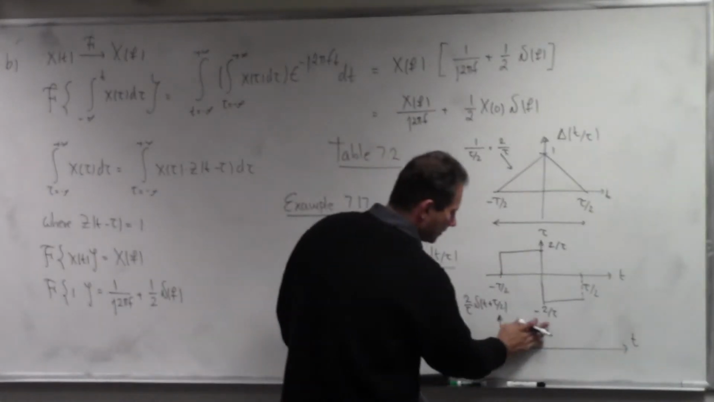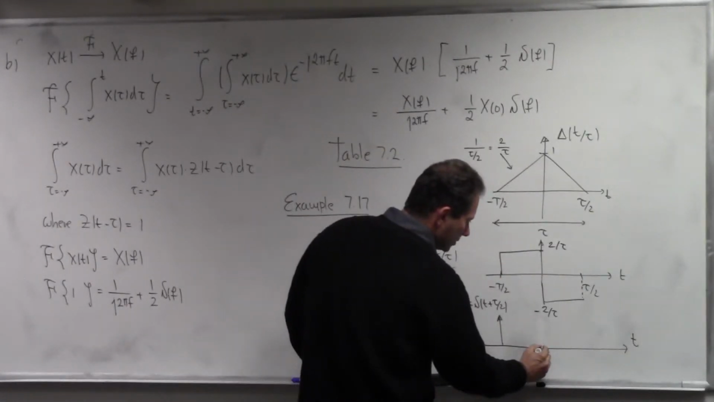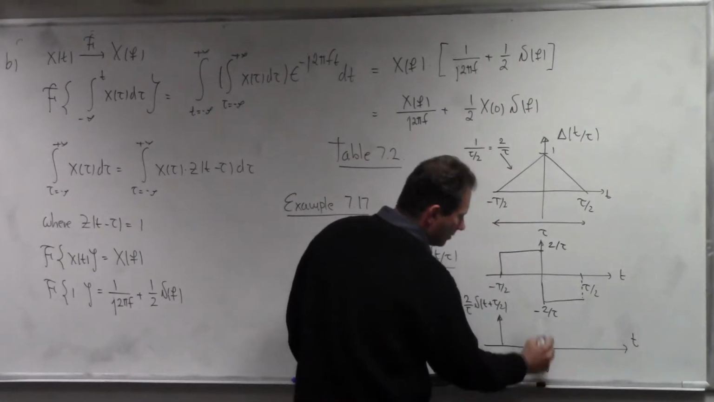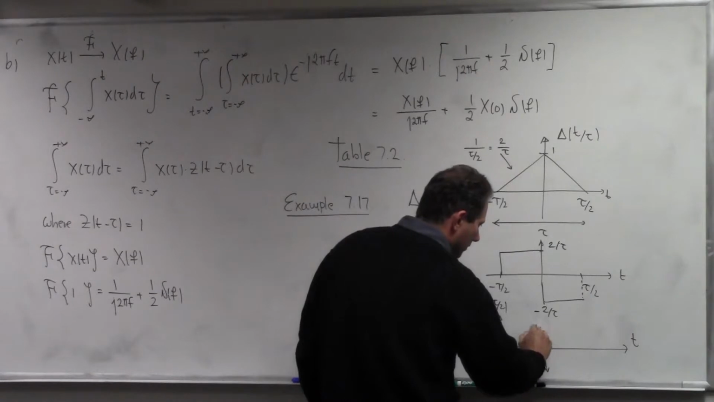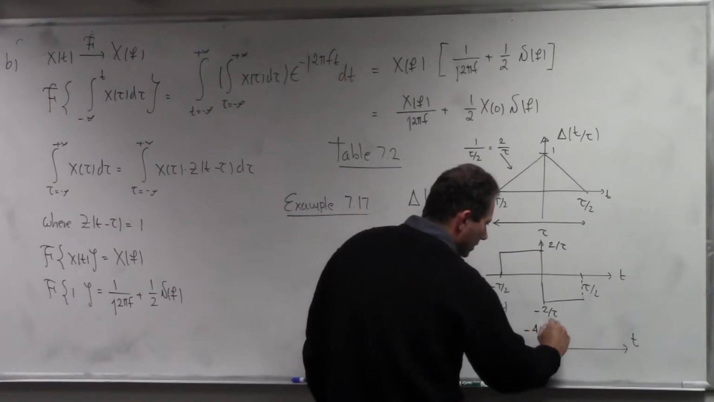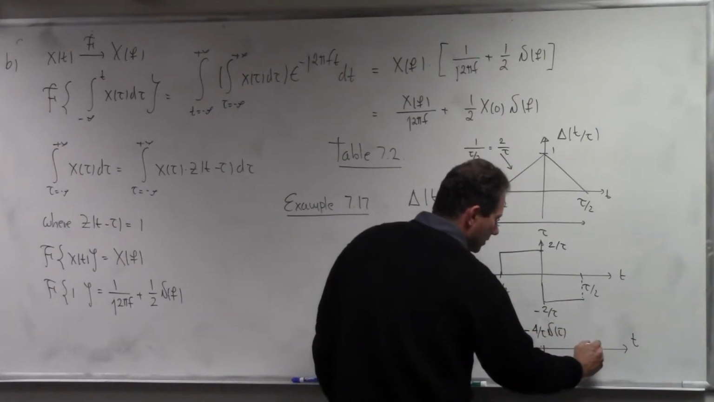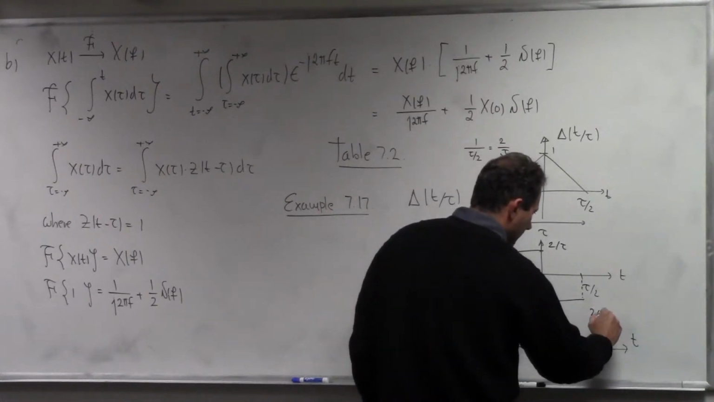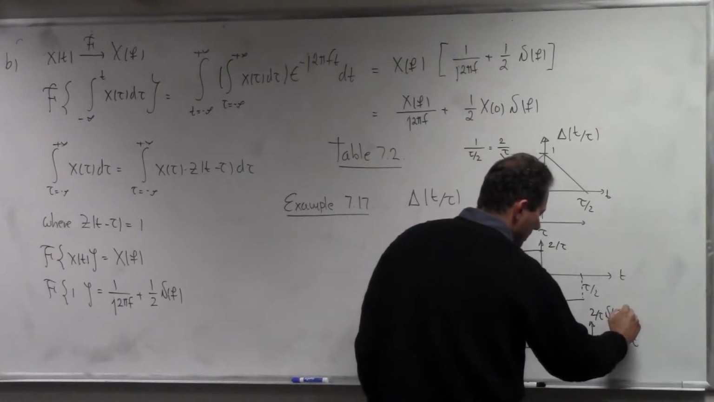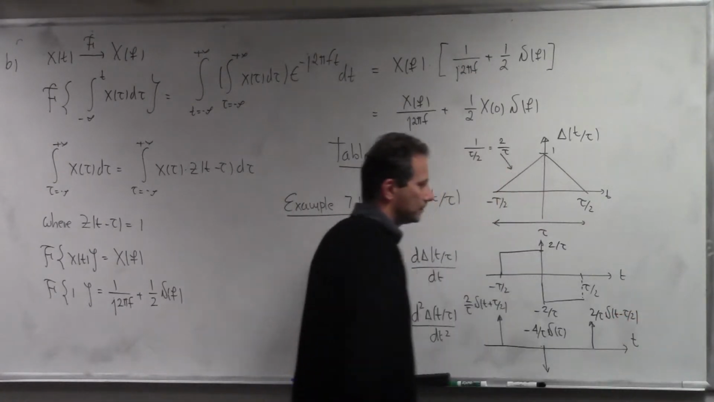Then I have, I'm just going to put 0. Then I have a pulse that goes down. This is minus 4 over tau, delta of t. And then you have another pulse that goes up. That's 2 over tau, delta of t minus tau over 2.